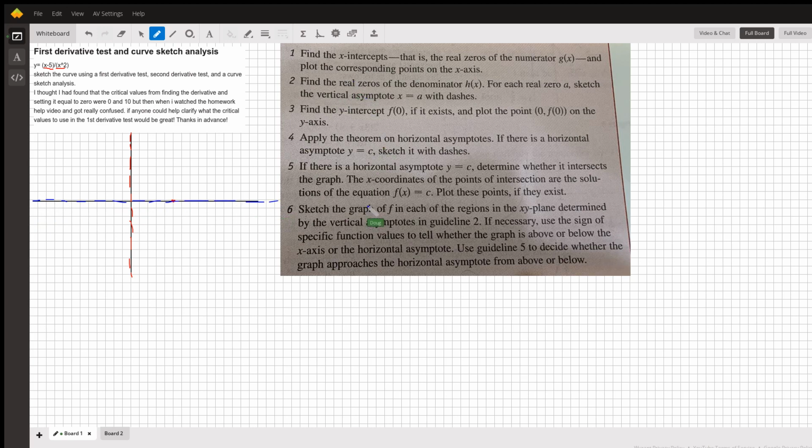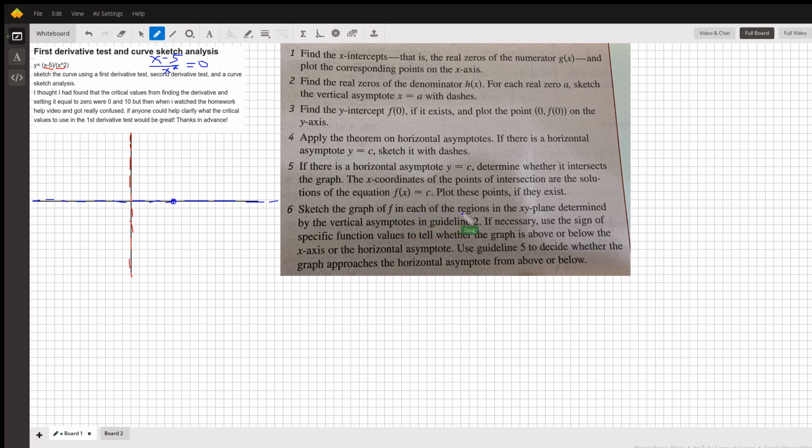Okay. If there is a horizontal asymptote, and there is, determine whether the graph actually crosses the horizontal asymptote. And we want to know, does x minus 5 over x squared ever equal 0? And we know for a fact that that only happens right here at x equals 5. So indeed, this graph does cross its horizontal asymptote, but that's the only place where it happens.